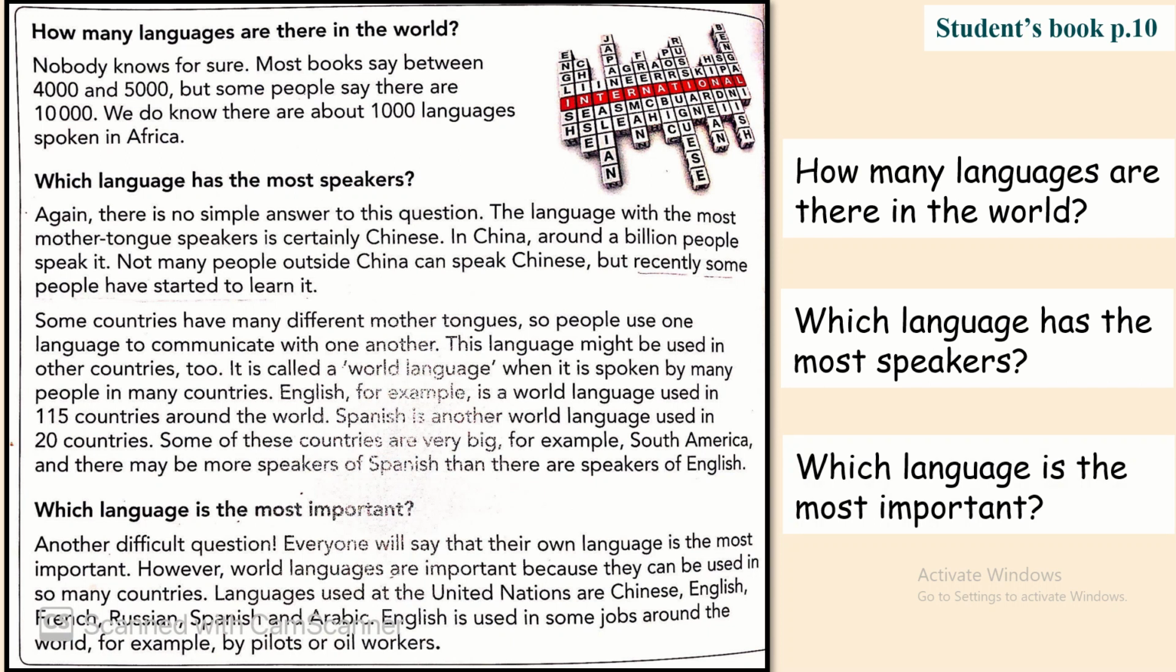Which language is the most important? Well, everyone will say that their own native language or mother tongue is the most important language in the world. However, in my opinion, today the English language is the most important language in the world because it is used for almost every purpose. In schools, by pilots, by workers, in a lot of jobs around the world. Did you get your answers correct?